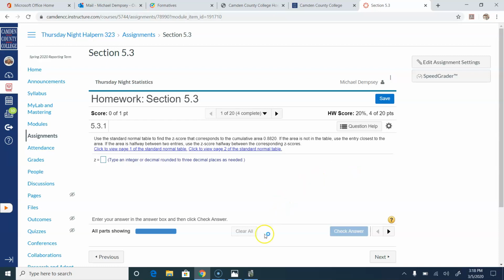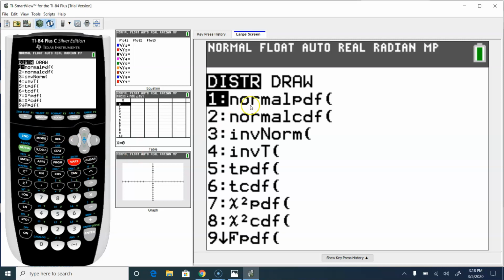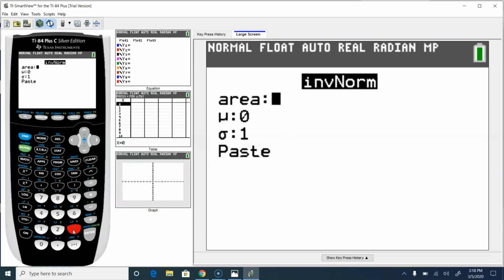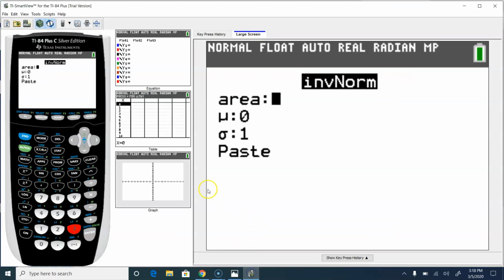So if you go to the same place we've been going to, second bars, you're going to see right away you have your normal CDF, and right after that is inverse norm. Okay? So inverse norm asks you basically, what is the area to the left that we're dealing with? And they give that to us. It's 0.882. Okay, so I'm going to put in 0.882. By the way, you're not always going to get area to the left. We'll cross that bridge when we get to it. And we're probably eventually going to add some problems where the mean and standard deviation aren't 0 and 1. But my area to the left is 0.882.